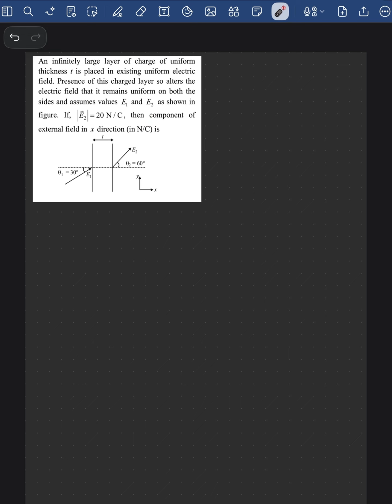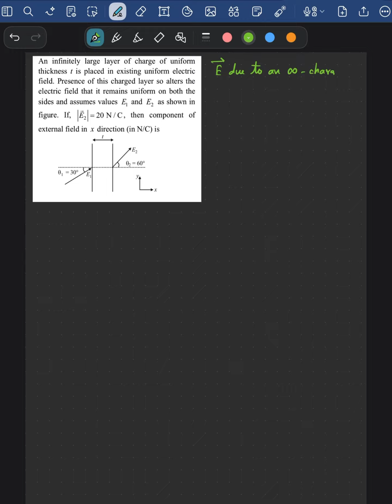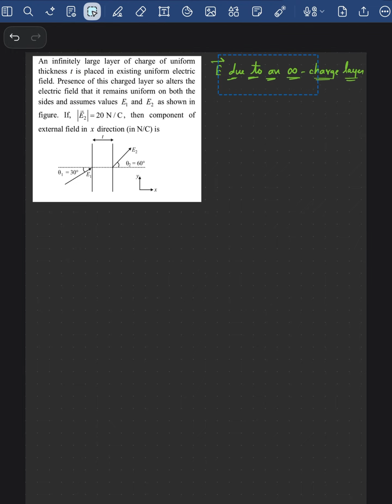In this question we'll be learning a new formula basically, and the formula we need to derive is the formula for electric field due to an infinite charge layer, which is what we have in this question. So that's the formula we'll be deriving first. So let's go ahead with this derivation.